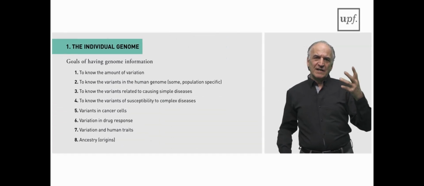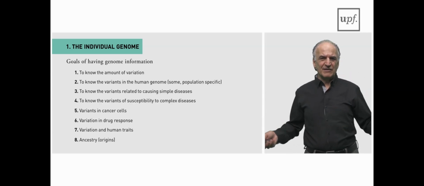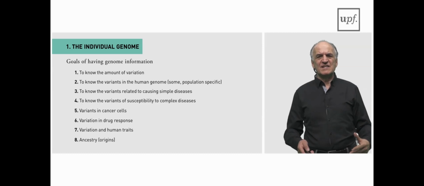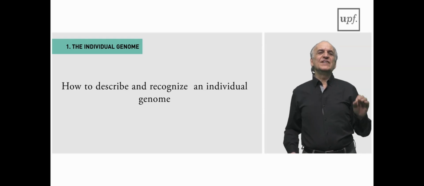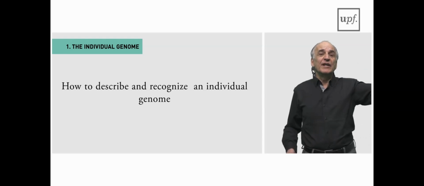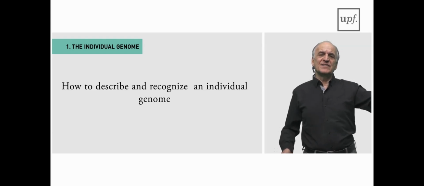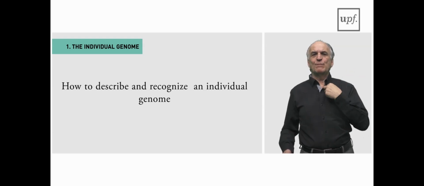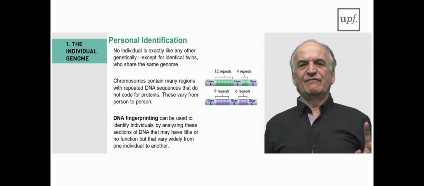So we have seen in other chapters that we can use the information of my genome for several things, mainly to recognize whether there are variants that predispose to disease, to drug response, to human traits. Today we are just going to describe and recognize an individual genome, my genome, found in some place that we are interested in recognizing as corresponding to me. The idea then is that we go into personal identification.